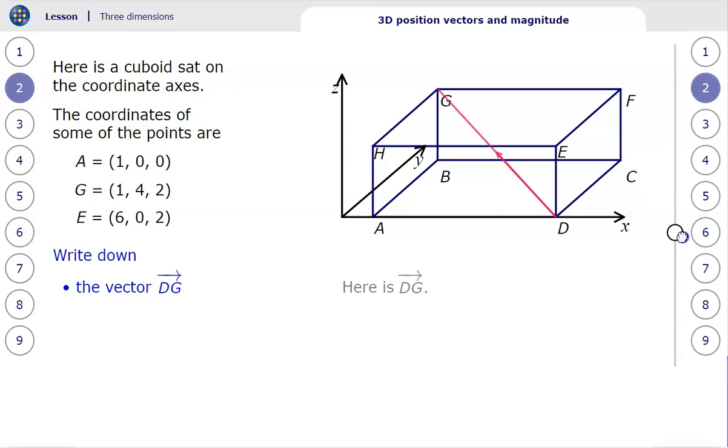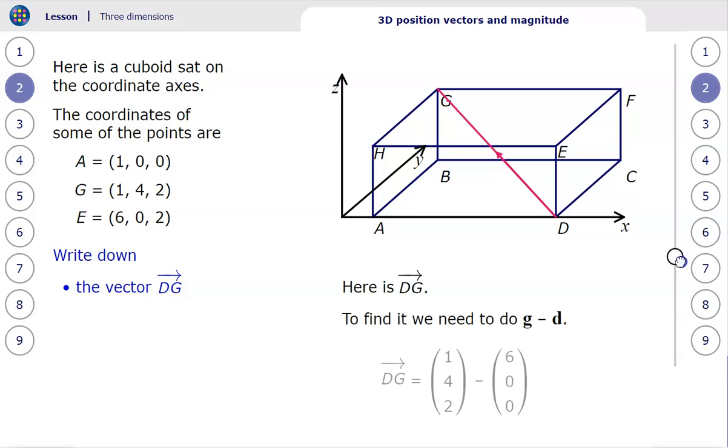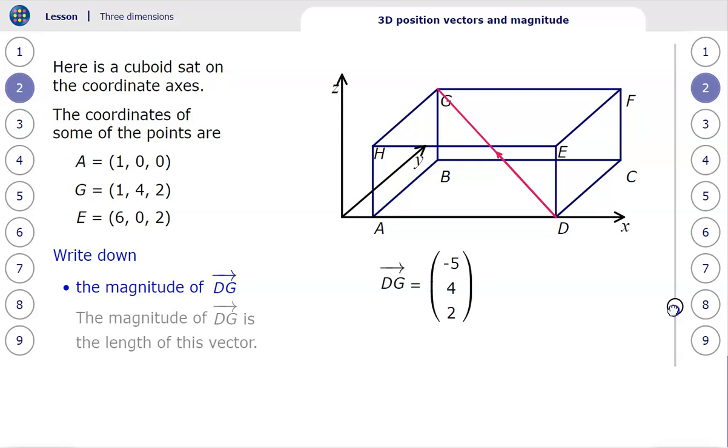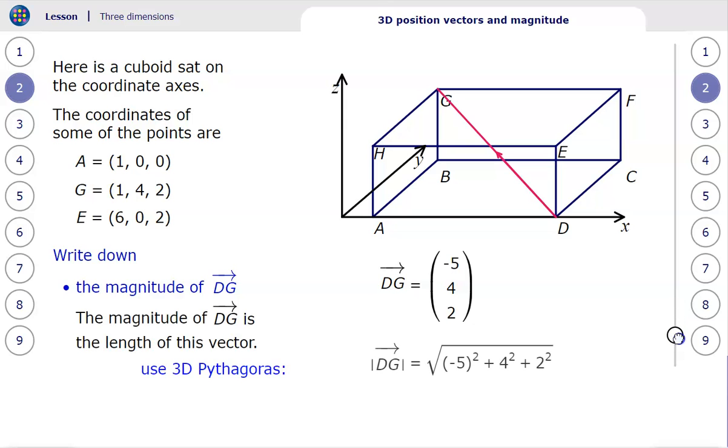and I need to know the coordinates of G. So there's the displacement vector DG. That's going to be little g minus little d. There are the 2 position vectors for G and D. And if I subtract them, I get my displacement vector DG as being minus 5, 4, and 2. If I want to get the magnitude of that, I simply need to take those coordinates and plug them into the Pythagoras formula.